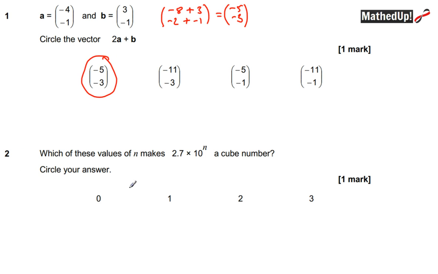Question 2. Which of these values of n makes 2.7 times 10 to the n a cube number? In order for this to be a cube number, I need to be able to write it as an integer times by itself times by itself. So I think the integer is going to be 3. 3 times 3 is 9, times 3 gives me 27. So I want this to be 27, in which case n needs to be 1. So 2.7 times 10 to the power of 1, which is the same as 2.7 times 10, gives me 27, and 27 is a cube number.